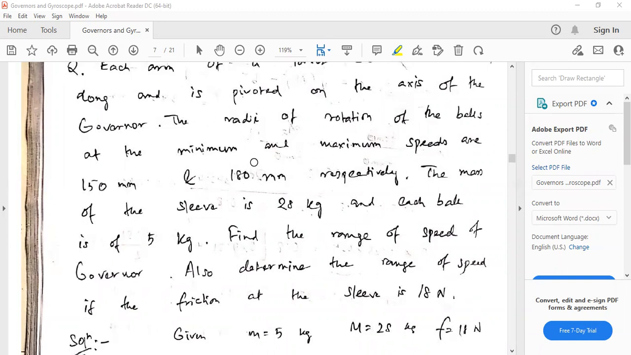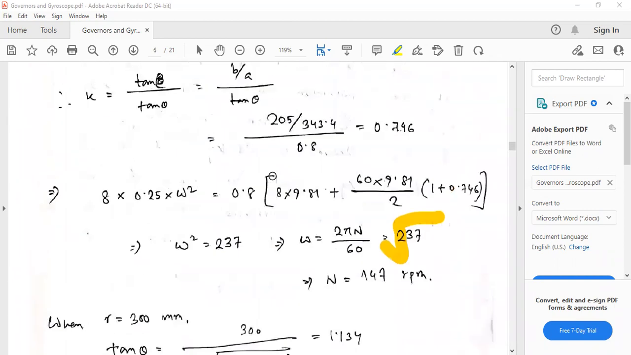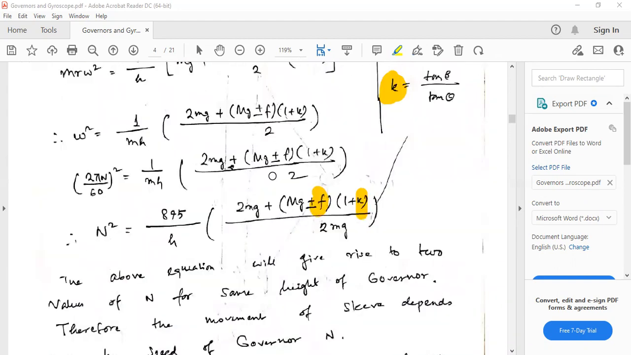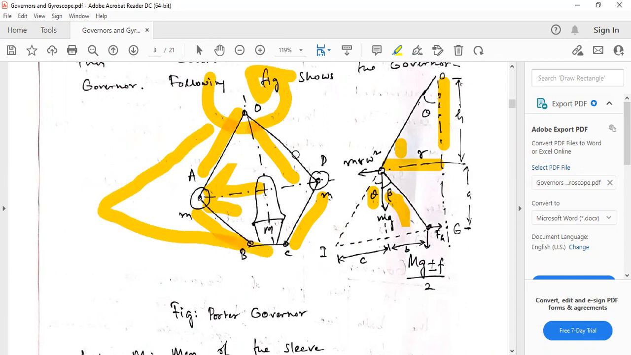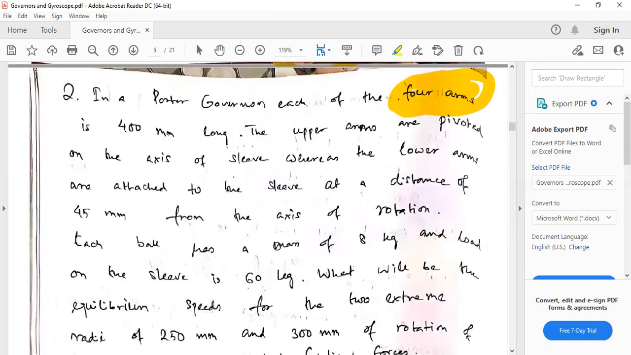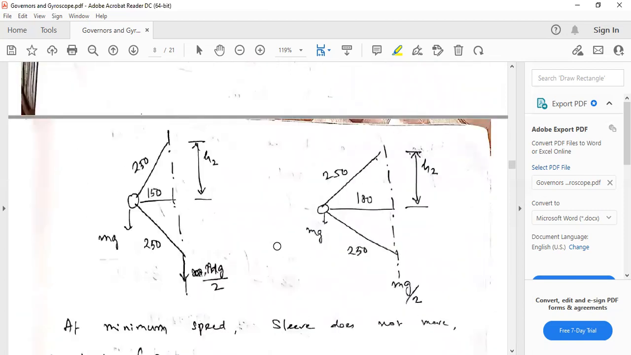So this is also, you know, that when the speed is minimum, then the radius of rotation of the balls, that means this one, this one, is the radius of rotation, right? So this is 150 when the speed is minimum, and when the speed is maximum, obviously the balls will move apart. So the radius will be increasing, so that is 180. So the minimum radius is 150 and the maximum radius is 180.